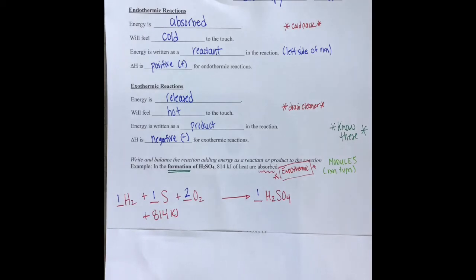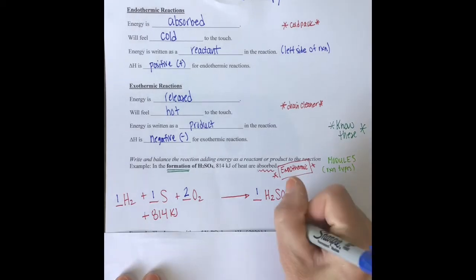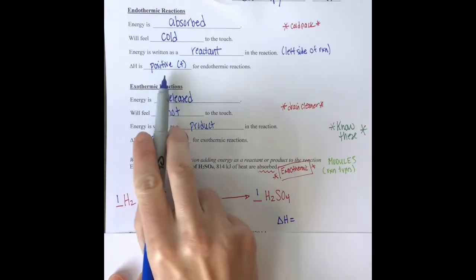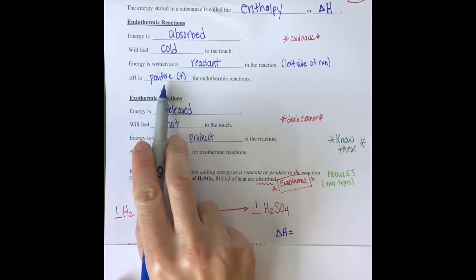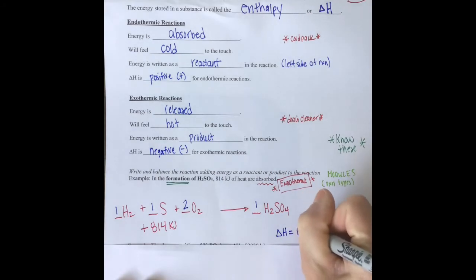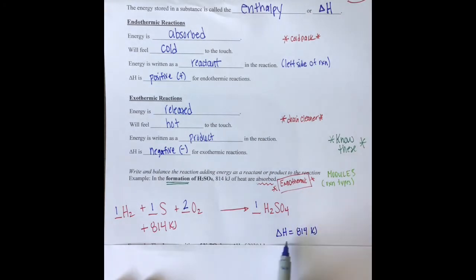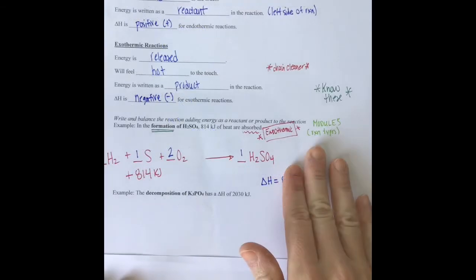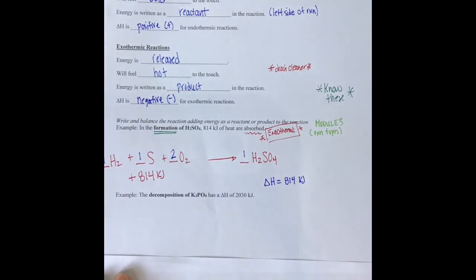Okay? And then if you want to go a little bit further, you could always write the delta H of the whole reaction. And from our definitions, we know it's going to be a positive number. So you could just say the delta H is 814 kilojoules. That's how you would completely answer one of these new problems. Okay, let's look at the second problem together.